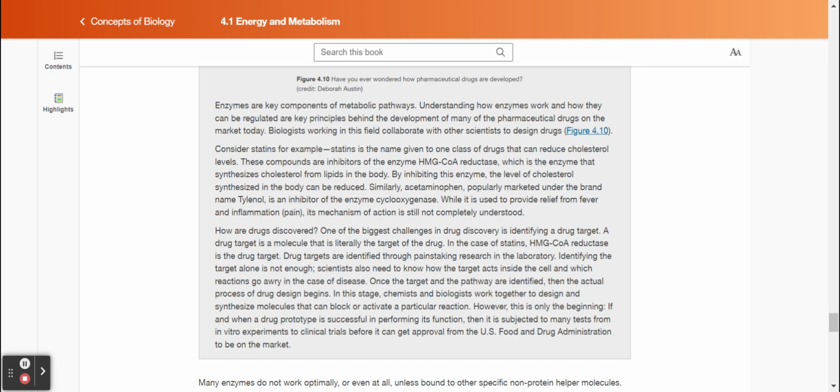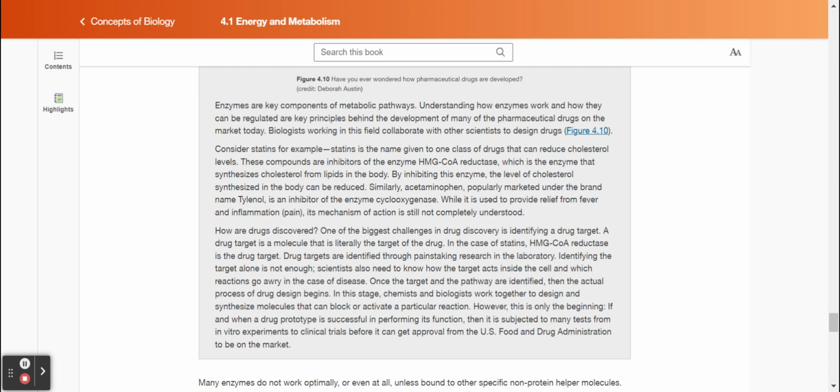One of the biggest challenges in drug discovery is identifying a drug target. A drug target is a molecule that is literally the target of the drug. In the case of statins, HMG-CoA reductase is the drug target. Drug targets are identified through painstaking research in the laboratory.